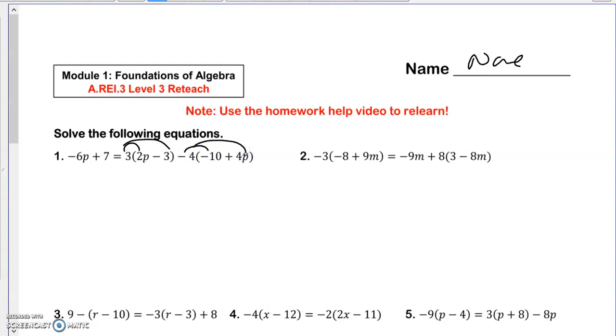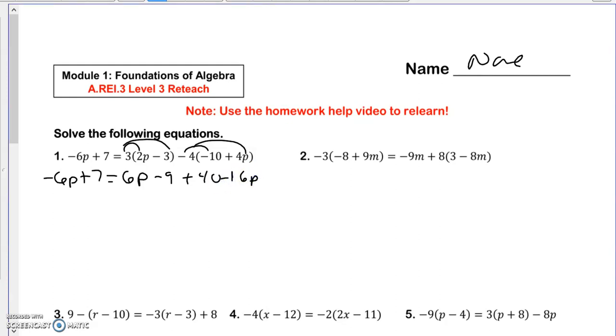So the first thing I need to do on this one is I'm going to distribute not once but twice. And when I distribute, I know I get a positive 6p and a minus 9. Watch your signs, because this is where I see a lot of people get this one wrong. Two negatives make a positive, and this is going to get me a negative 16p or a minus 16p.